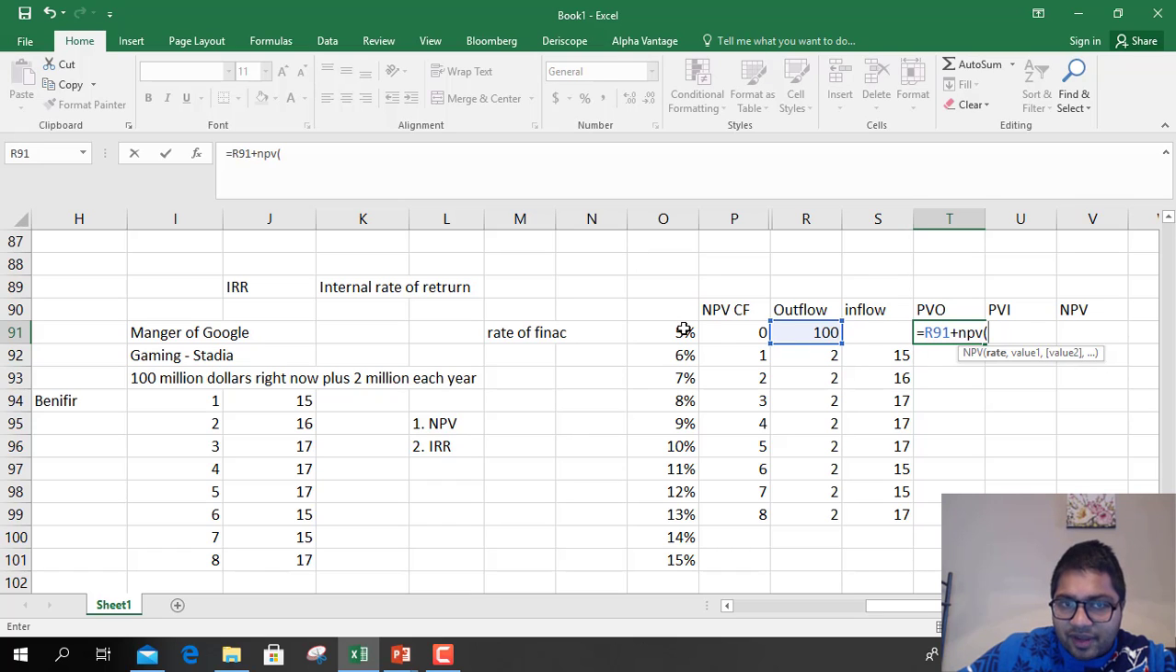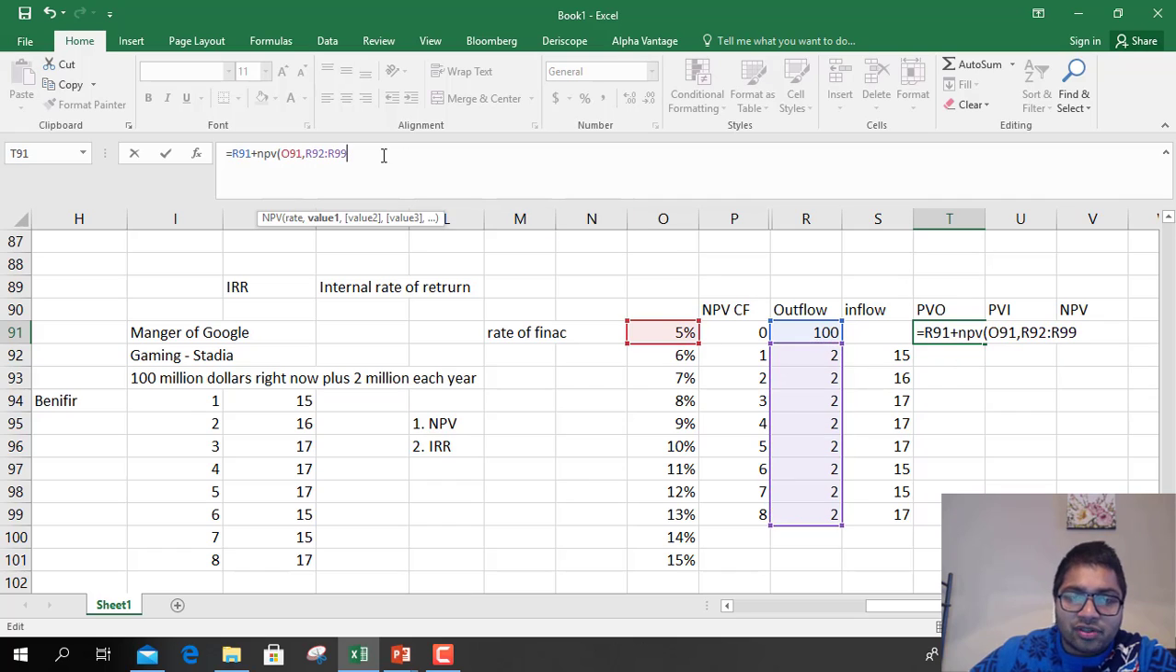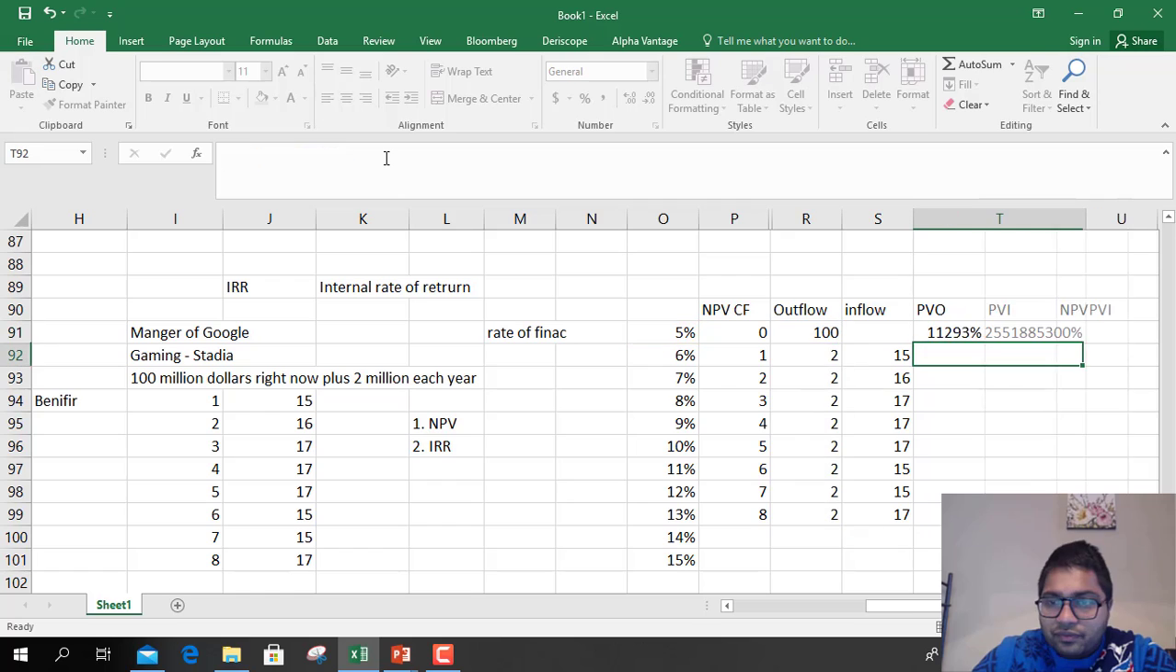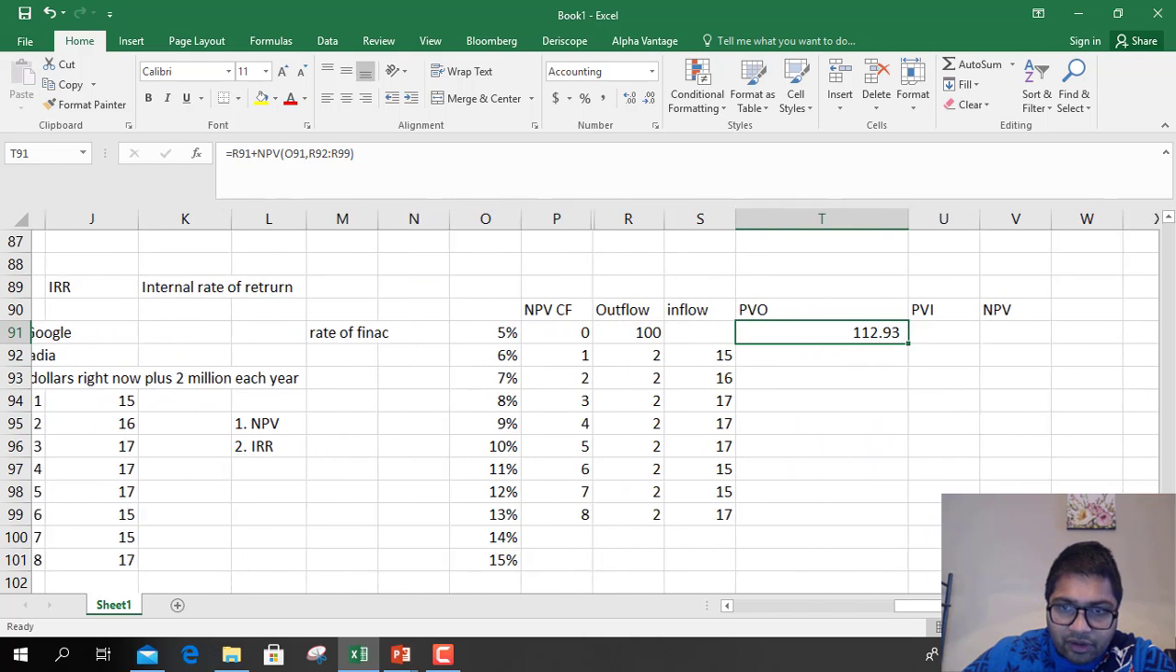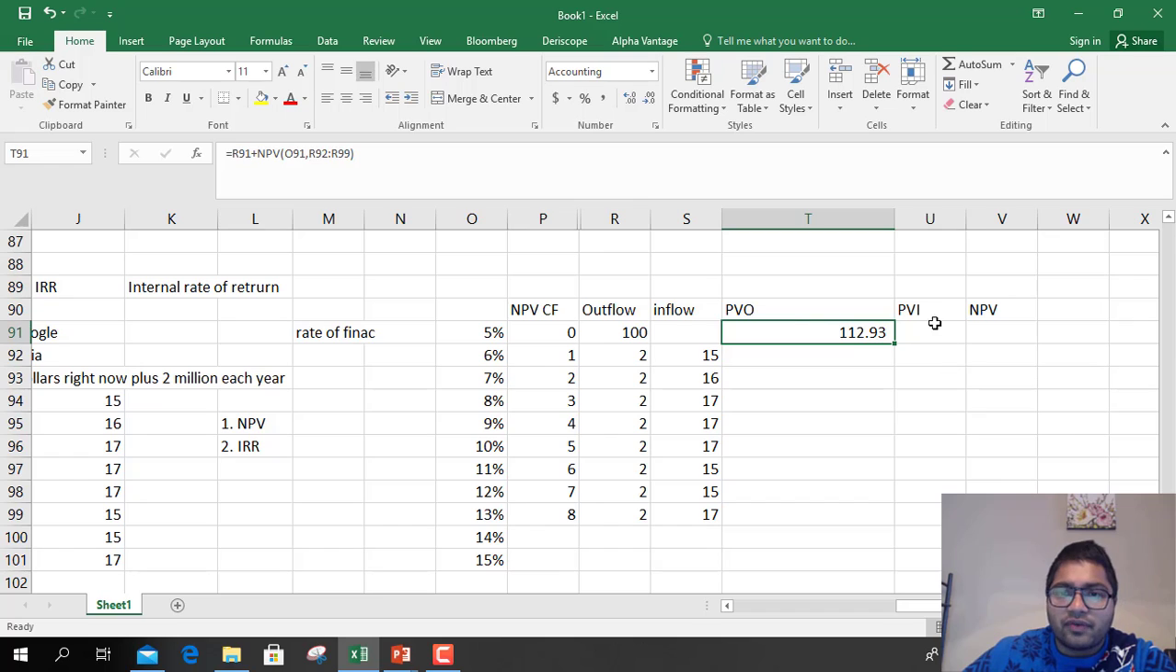So the first rate is 5%. So rate and values. Put rate, put comma, and select everything except 100. 100 we don't discount. Why don't we discount? Because it's already happening right now. Close the bracket. I don't want it in percentage. So it is 112. This is the present value of outflow.